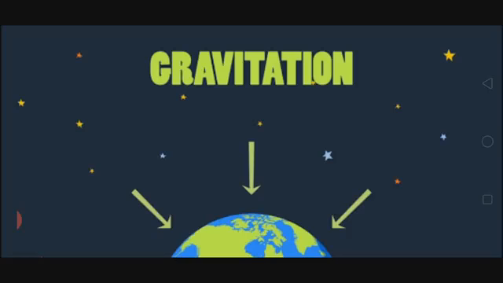The force of gravitation, or law of gravitation, says that every object in the universe attracts every other object. This is important, and you have to remember this. Whatever you see in the universe, you see planets, satellites, Earth, Sun, Moon, and other stars. They all attract each other. The Sun attracts the Earth, the Earth attracts the Moon, and the Earth attracts other objects. In this way, every object in the universe attracts every other object.